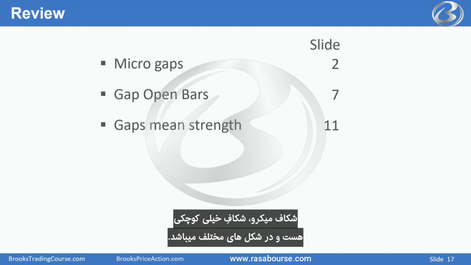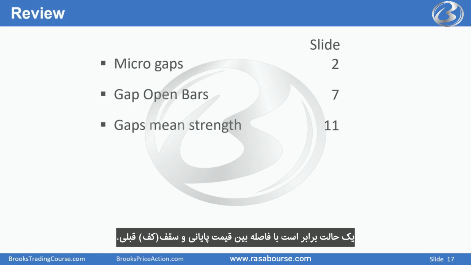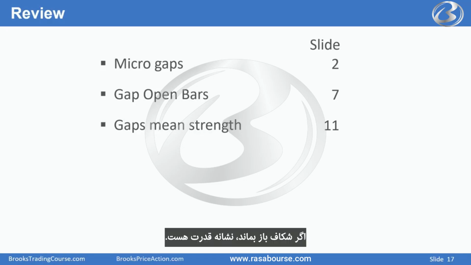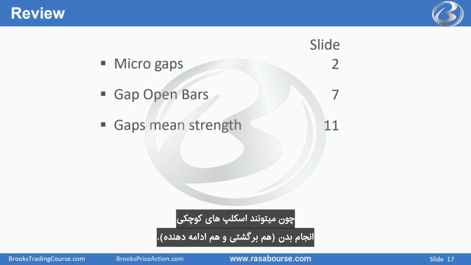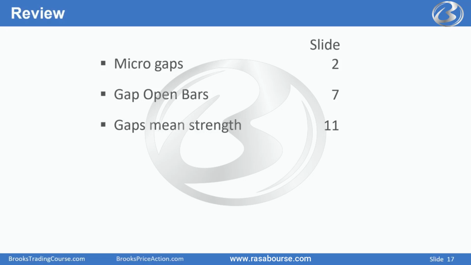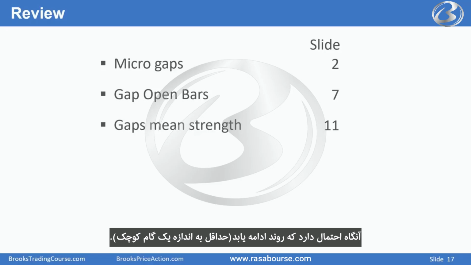Micro gaps are just very small gaps, and they come in many different types. The close of a bar and prior highs or lows. If they stay open, they are a sign of strength, and they increase the chances that the trend will continue. If the current bar opens above or below the close of the prior bar, I call it a gap open bar. And scalpers will pay attention to gap open bars because they can often take small scalps, either betting on a reversal or a continuation. Gaps mean strength. If gaps are staying open, chances are the trend will continue at least a little bit further.